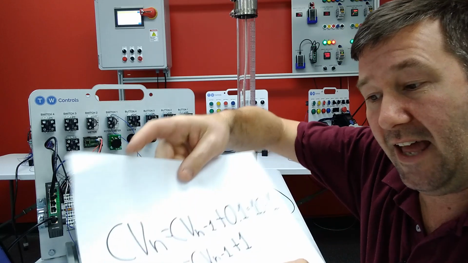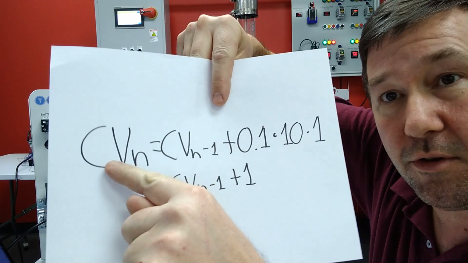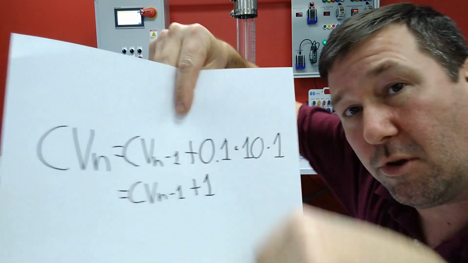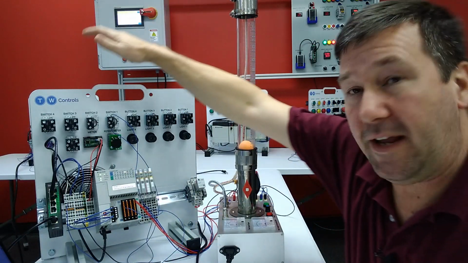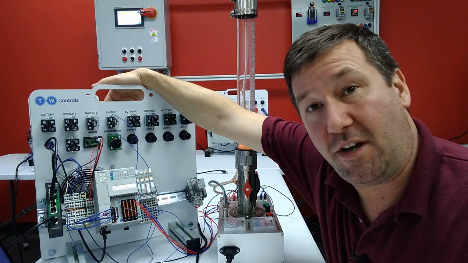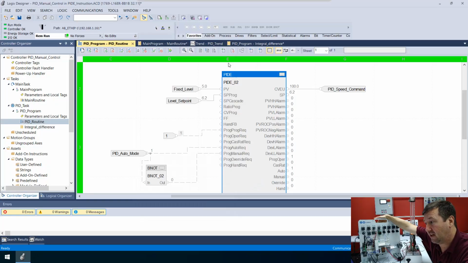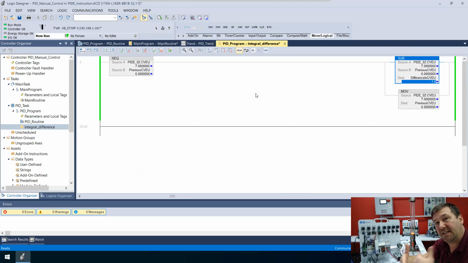So that means that our control variable will equal our previous control variable plus 1. Remember, we had this switch here that we could actually switch off our PID control. If we switch it off, it's going to take that CV back to 1. Now we can switch it back on, and if we go over to that integral difference, we're going to see each time it is going up by 1.